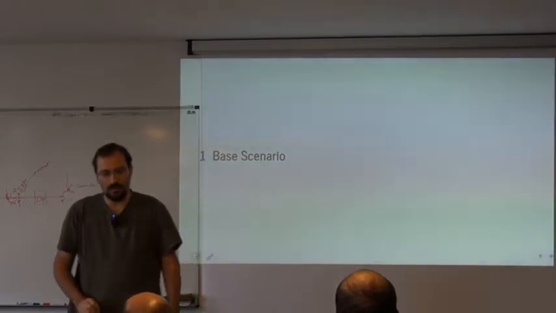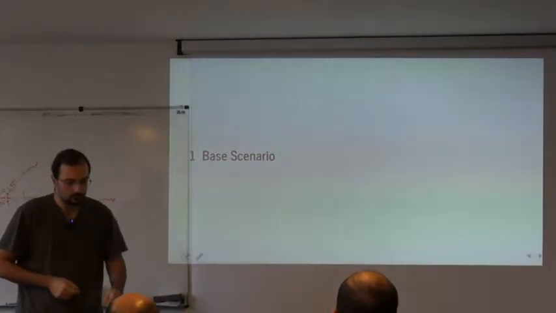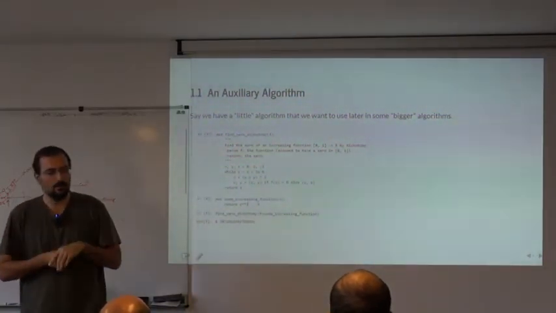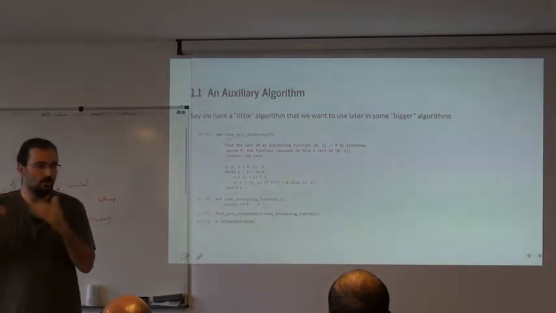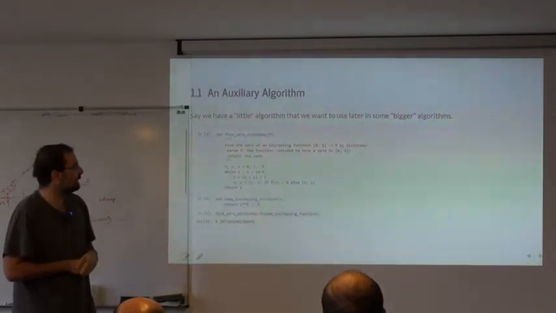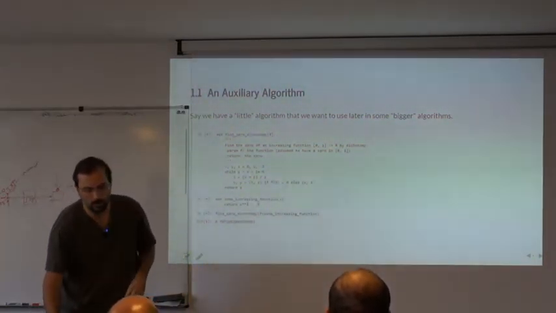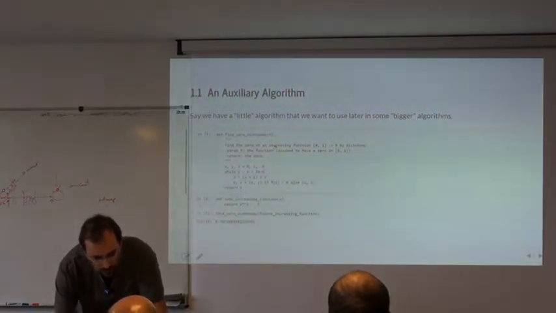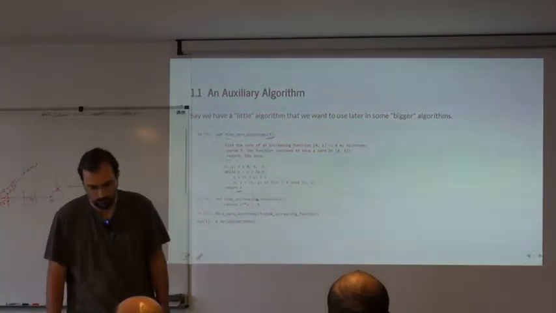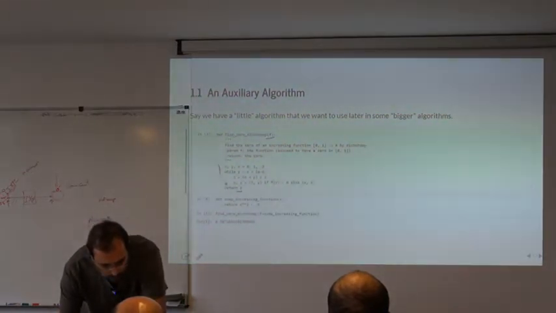Okay, so let's start with our base scenario. Let's say that you have a little algorithm that you want to use as a sub-algorithm in a big algorithm. Here our little algorithm will be simply a dichotomy. You input a function f and you output the zero of this function, which is supposed to be increasing from [0, 1] to R. Whatever the exact code, what is important is the signature of the function.